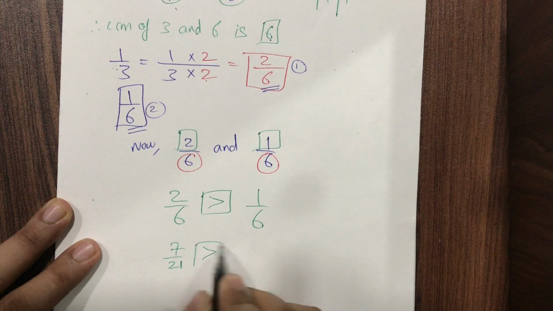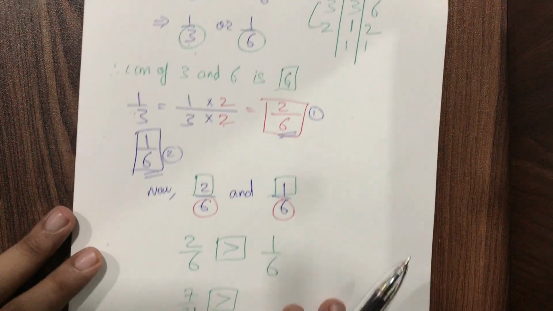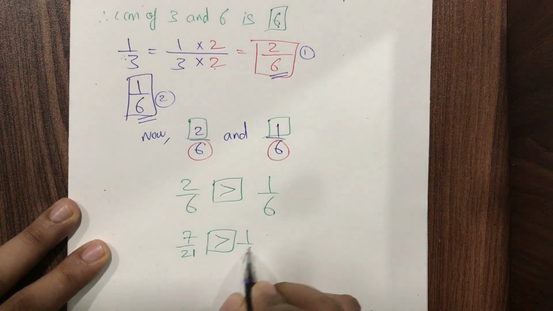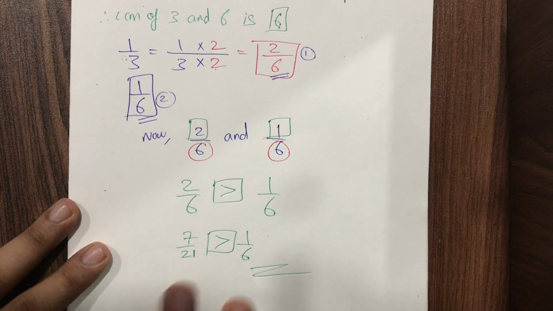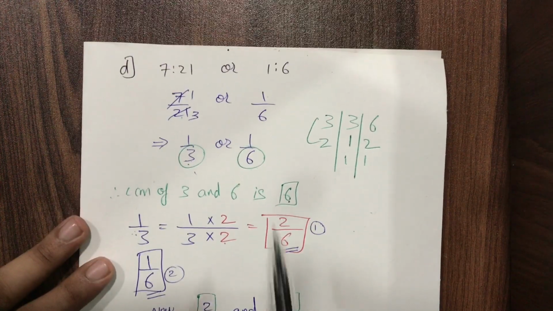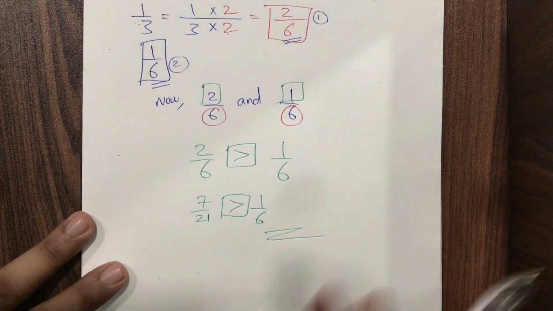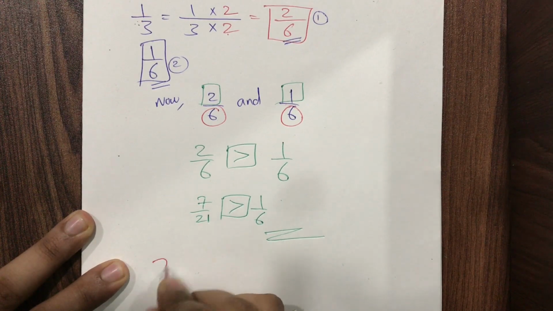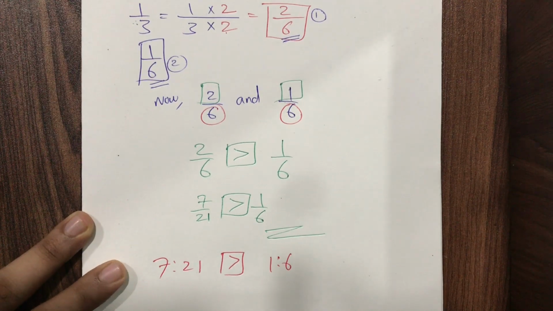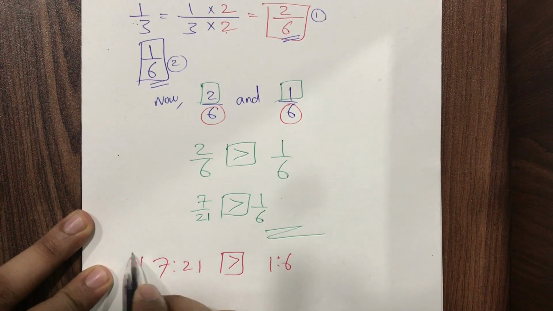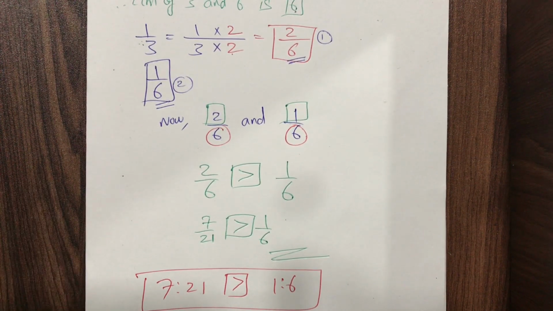Greater than 1 upon 6. This 1 upon 6 was originally given in the question as 1 upon 6 only, so I'll copy this as it is. Now students, is this my final answer? Yes, it's correct, but we have to give this answer in the ratio form, because originally the question was asked in the ratio form. So always provide the final answer in the ratio form only, students. So our answer will be 7 is to 21 is greater than 1 is to 6. This is the answer, students. Hope you understood this. Pause the video please and do it by yourself.